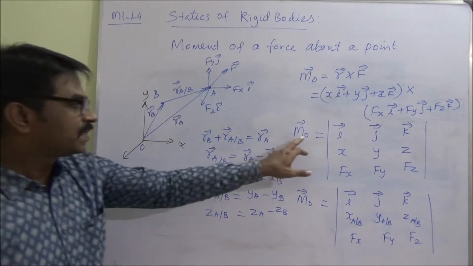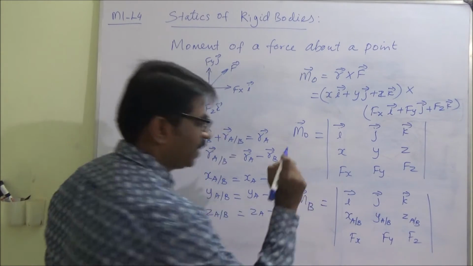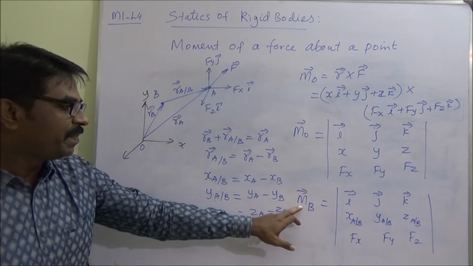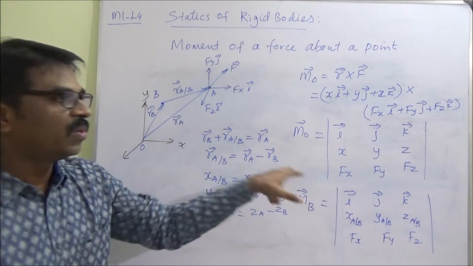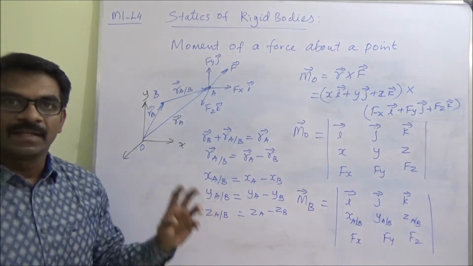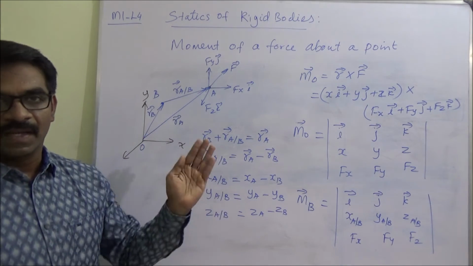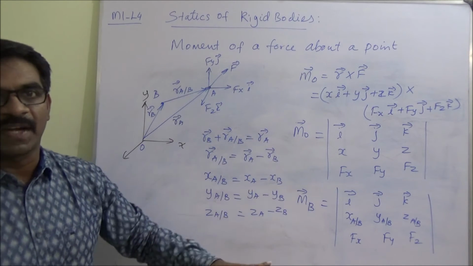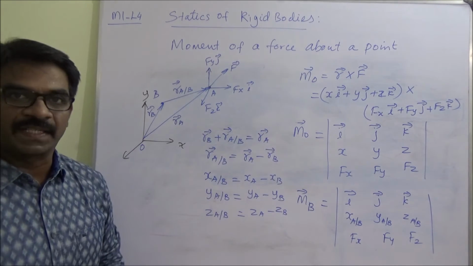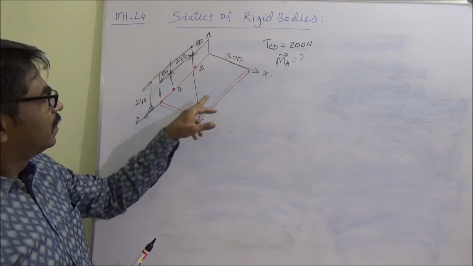Okay, so this is about O, this is about B. Moment about B can be written this way, and moment about O can be written this way. So this is for any force in space. We can have the rectangular components, and we can use the determinant and find out the moment vector. Say, let us solve this problem.